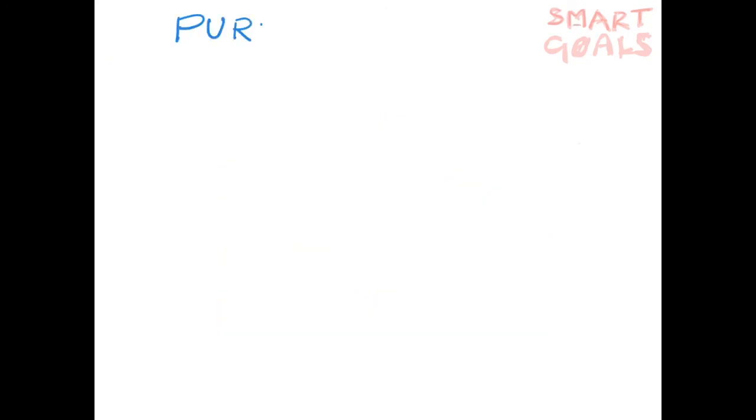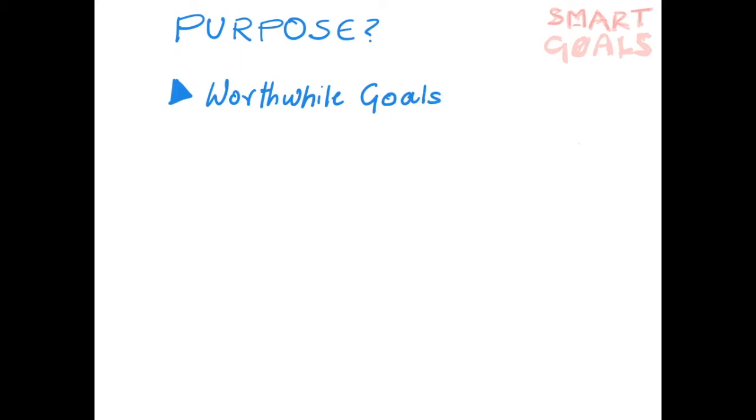So, what is the purpose of having SMART goals? We may not be able to achieve all the goals we expect ourselves to do. Maybe there were impacting factors which we did not consider in the first place when the goals were defined. So, SMART is an approach which basically allows us to create worthwhile goals.